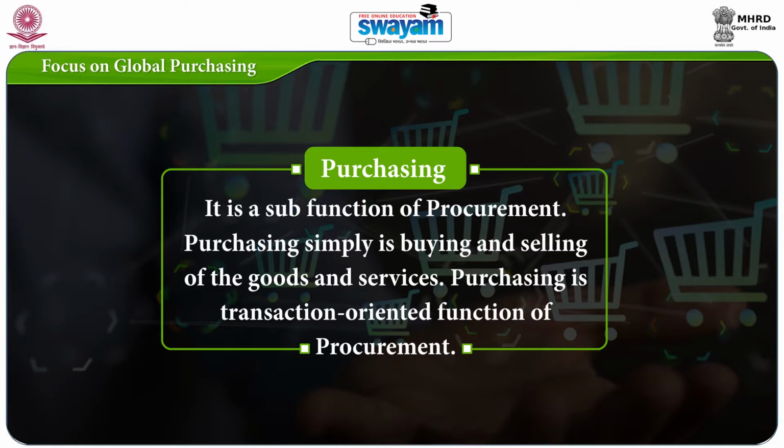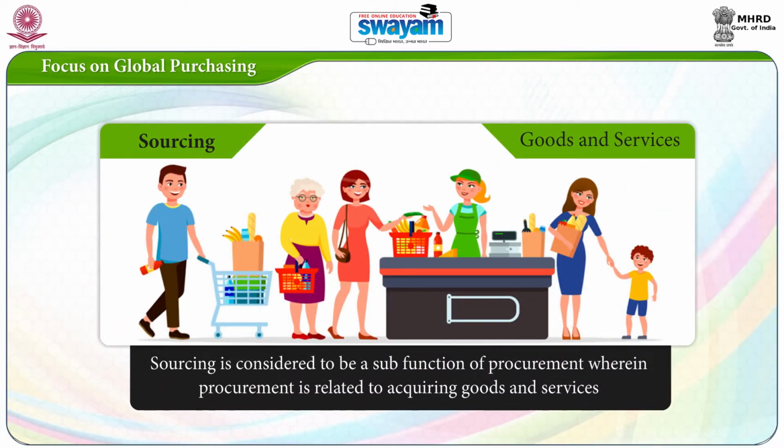Purchasing simply is buying and selling of goods and services. Purchasing is a transaction-oriented function of procurement. Now let's understand the terminology sourcing. Sourcing refers to the act of finding a source to obtain the goods and services. Sourcing is considered to be a sub-function of procurement, wherein procurement is related to acquiring goods and services, whereas sourcing aims at identifying a competitive supplier for the goods.